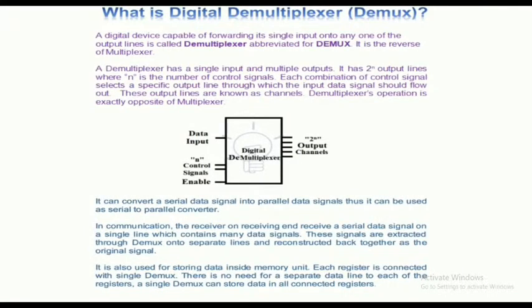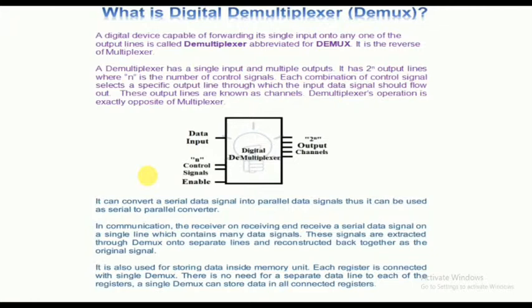It is a digital device capable of forwarding a signal into any one of the output lines. It converts a serial data signal into a parallel data signal. Thus, it can be used as a serial to parallel converter. In the demux diagram, we have three parts: first is the data input, second is the control signals and enable pin, and third is the output channels.